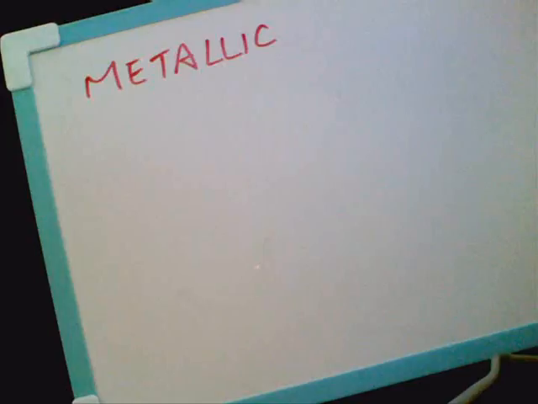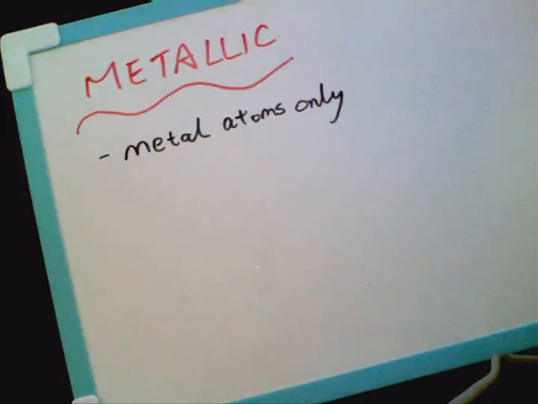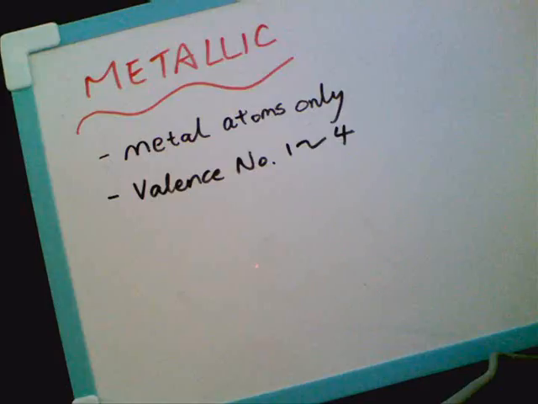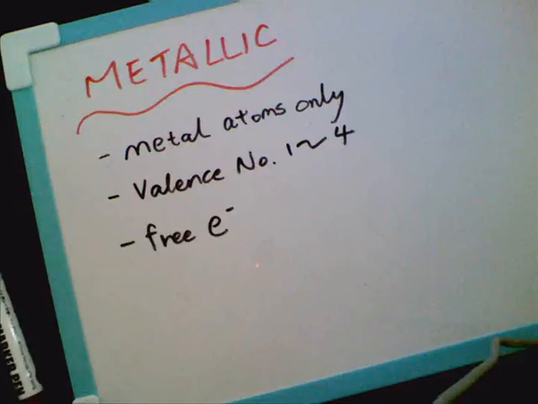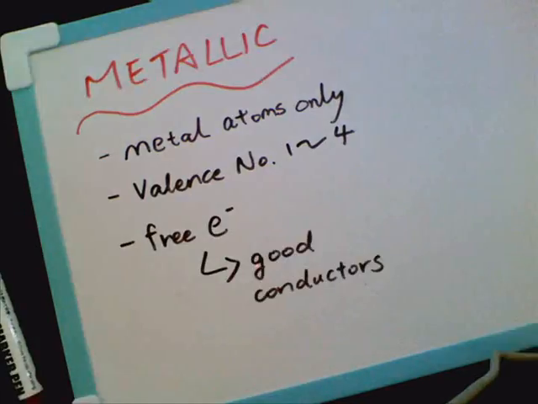The last one was the metallic bond, which forms between metal atoms of the same or different elements. These atoms will have a valence number between 1 and 4, and there will be free electrons flowing in between the atoms.